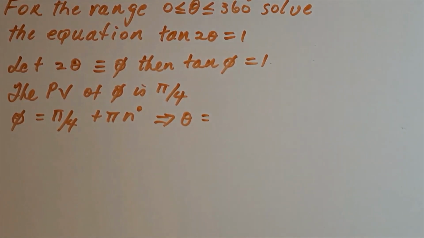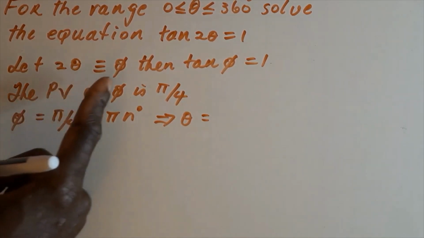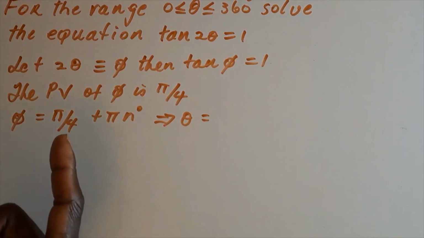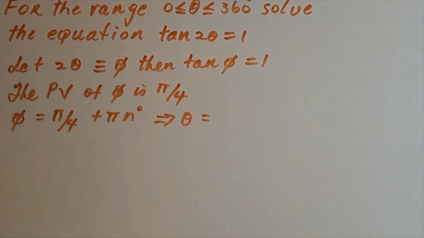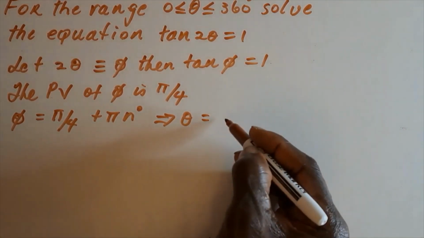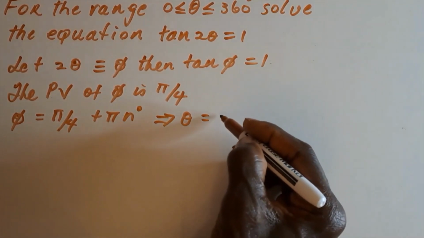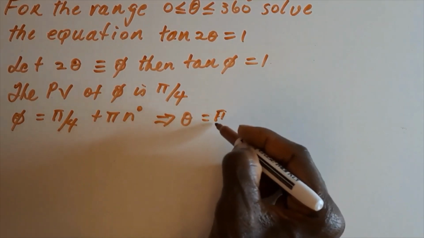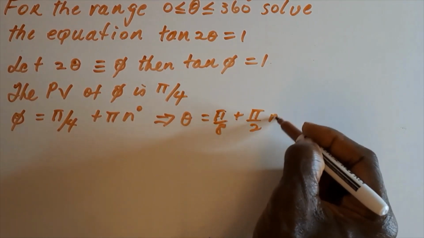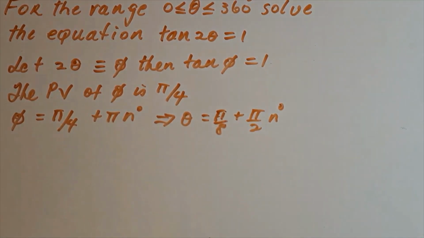Now this implies that 2 theta is equal to phi. So in order to find theta, or 1 theta, we'll find half of this expression here, or divide by 2, which gives us pi over 8, pi over 2 n degrees. So this is a formula we'll use to calculate theta.